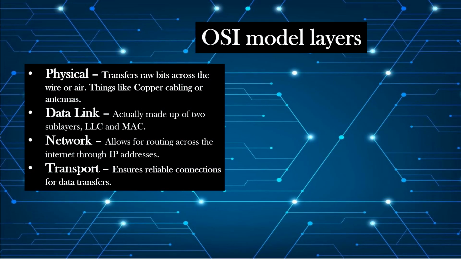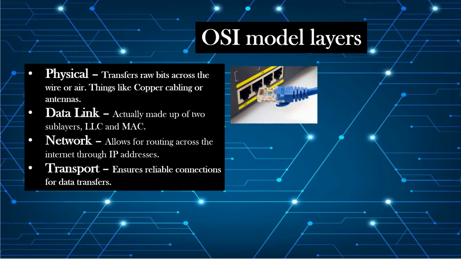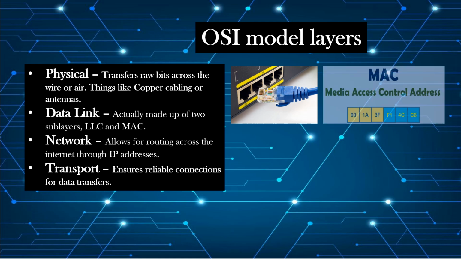Okay, so the first layer of the OSI model is the physical layer. The physical layer deals with transmitting raw bits of data over a physical medium. This can be done through sending pulses of electricity through a copper wire or pulses of radio waves through an antenna. The next layer is the data link layer, which is actually made up of 2 sublayers, the logical link control and the media access control. Media access control deals with framing and physical addressing, while the logical link control, or the LLC, deals with error detection, flow control, and connection type.